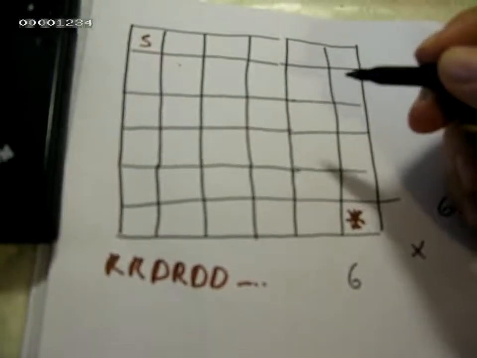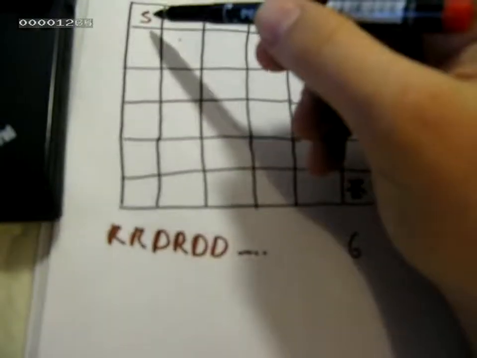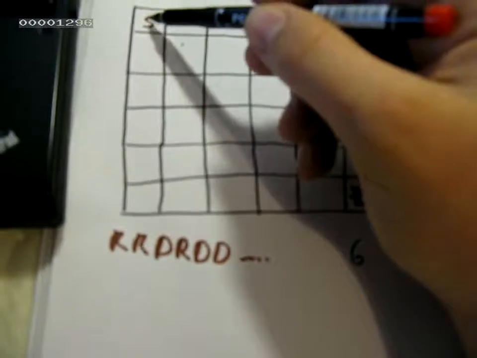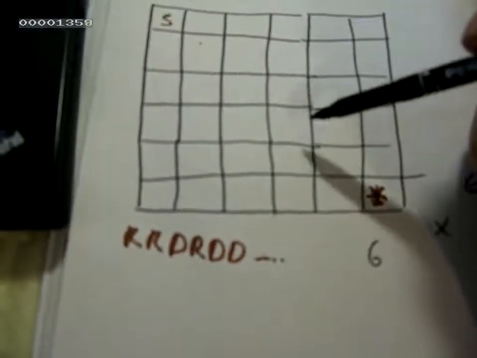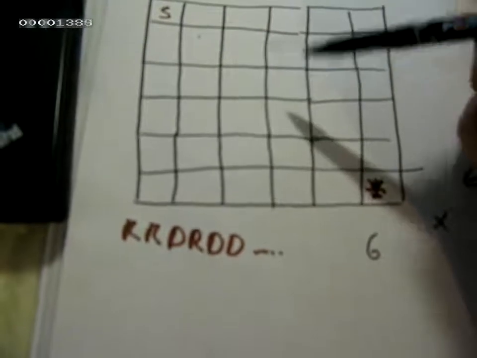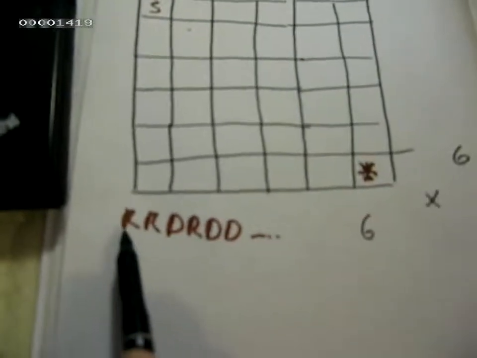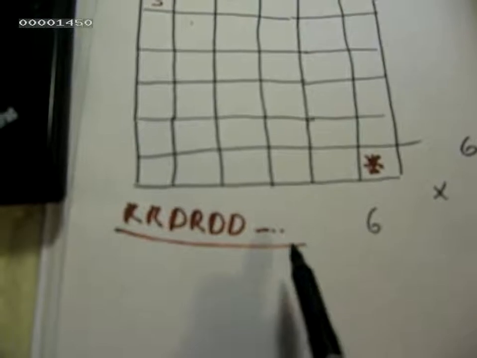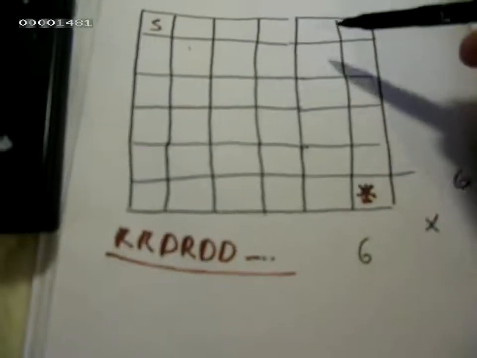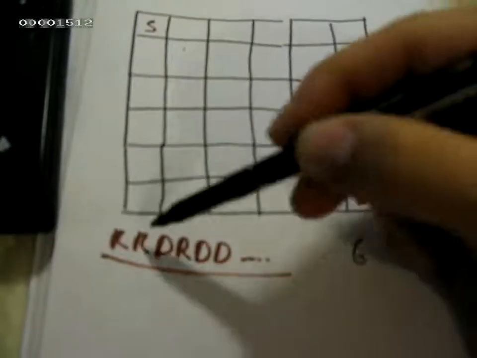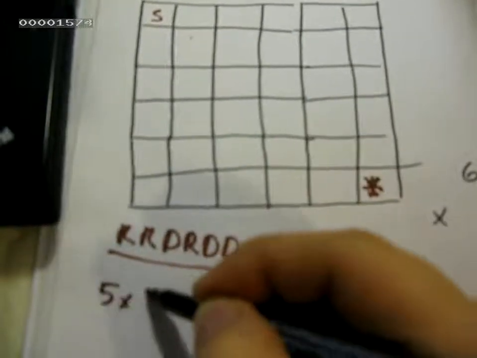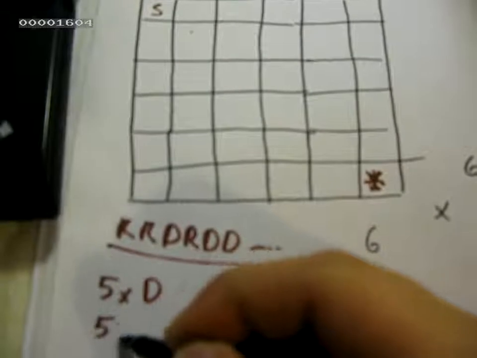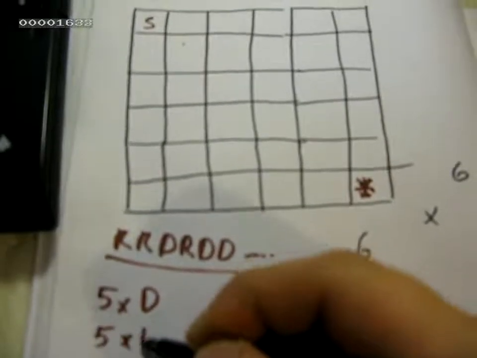Just to say what we are looking for, it is the number of ways. How many ways are there from here to here? How many different ways? So we always have 10 steps in our program, because it is 5 downs and 5 rights.